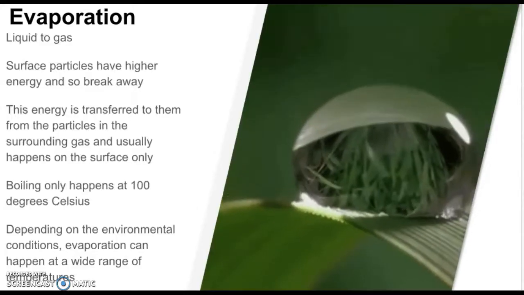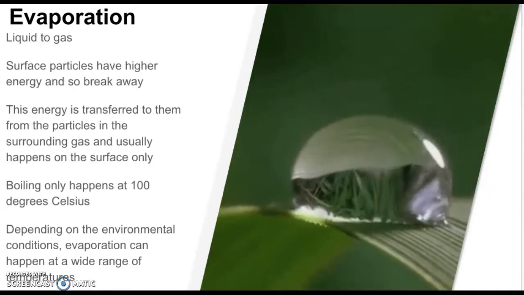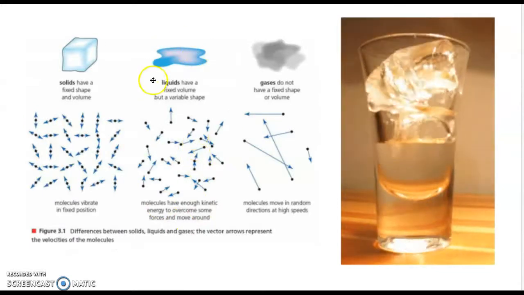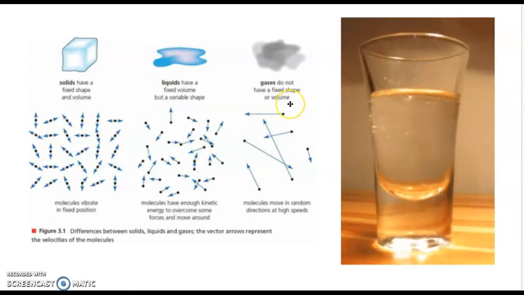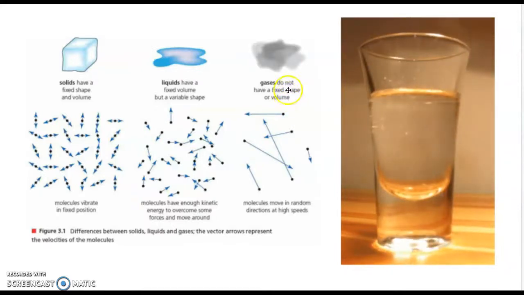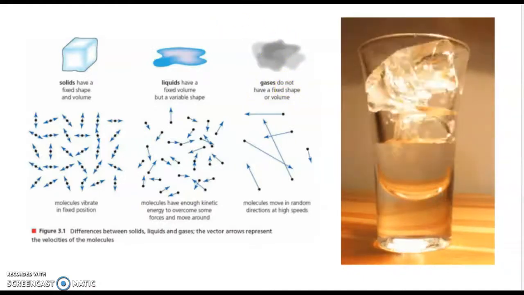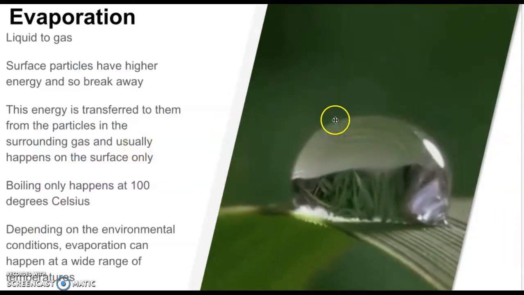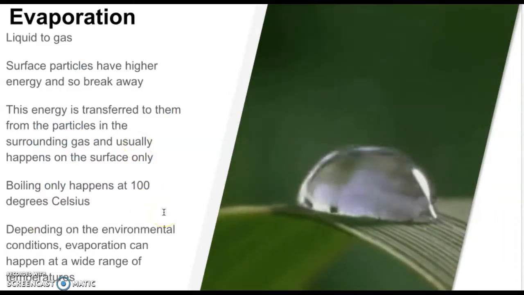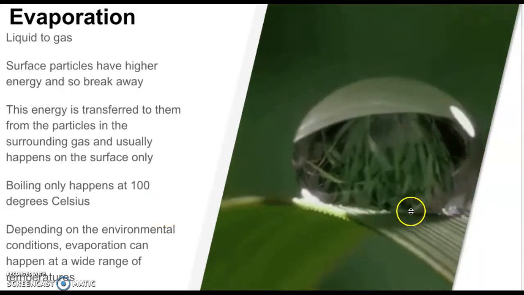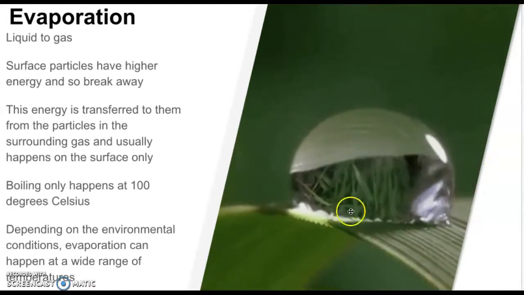We do talk about evaporation, and I'm going to mention this because there are two changes of state associated with liquid to gas, right? One is called boiling, which happens at 100 degrees Celsius, and is basically only going to happen at that temperature. But then you have evaporation. Evaporation happens, depending on the environmental conditions, over a wide range of temperatures. You can see here a nice illustration of a water droplet evaporating.